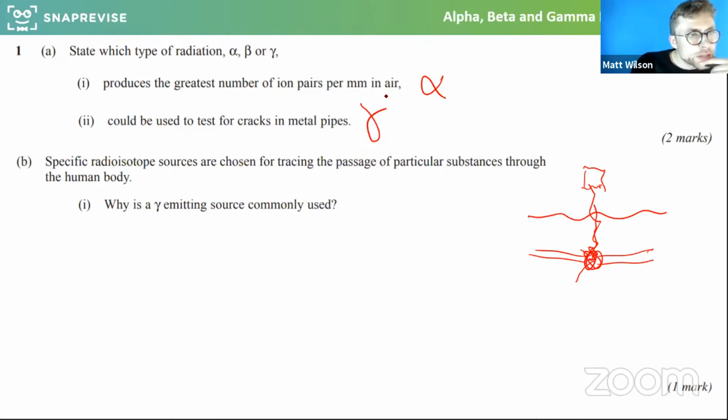Okay. Specific radioisotope sources are chosen for tracing the passage of particular substances through the human body. Why is a gamma emitting source commonly used? So we've got the human body.